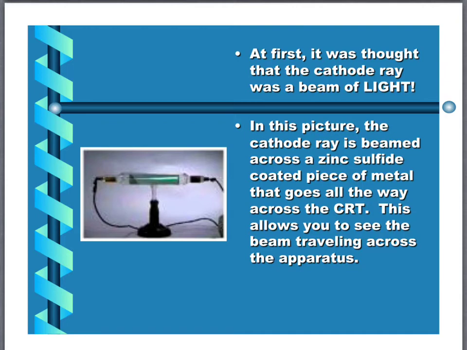Ours doesn't actually work, but I wanted you to see a picture of it. The difference between this cathode ray tube and the one you saw in the previous slides is that the beam, that kind of green beam that you see there, is sliding across a piece of metal that's coated with zinc sulfide. So you can actually see the beam as it travels across the cathode ray tube. So you can see literally the beam of electrons hitting the zinc sulfide, and that's why you see that light color. If the zinc sulfide wasn't there, we really wouldn't see anything.